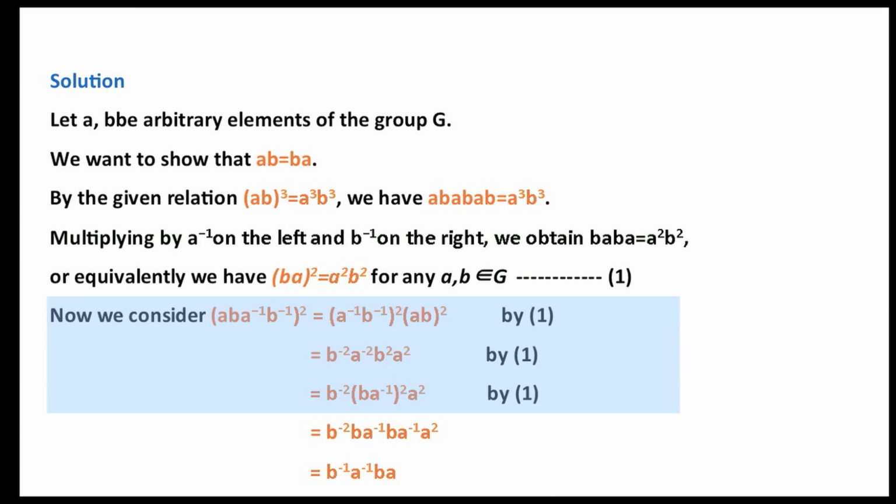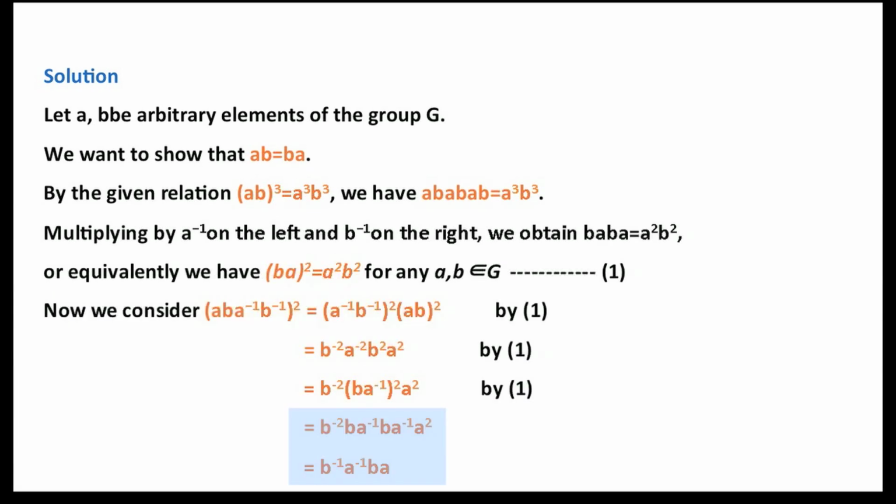Now we consider (a⁻¹b⁻¹)², which is equivalent to (a⁻¹b⁻¹)² (ab)², which is again equivalent to b⁻²a⁻²b²a², which is again equivalent to b⁻²(ba⁻¹)²a², which is again equivalent to b⁻²·ba⁻¹·ba⁻¹·a², which is finally equivalent to b⁻¹a⁻¹ba.